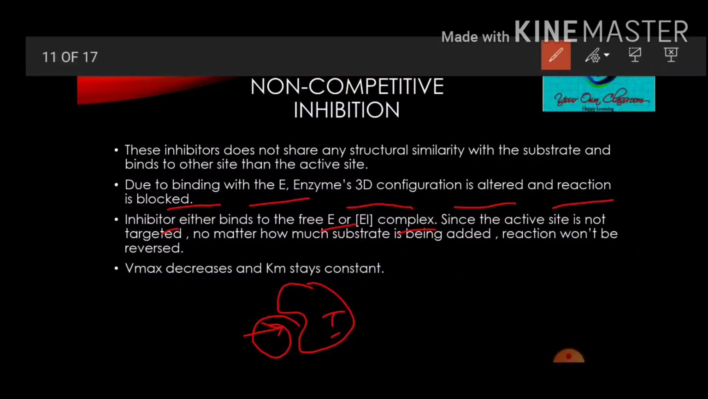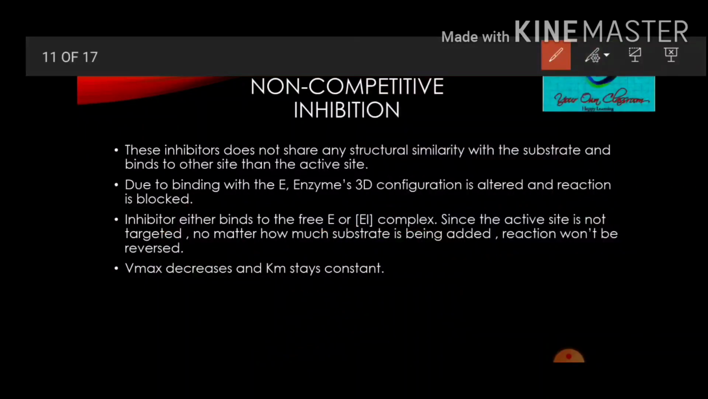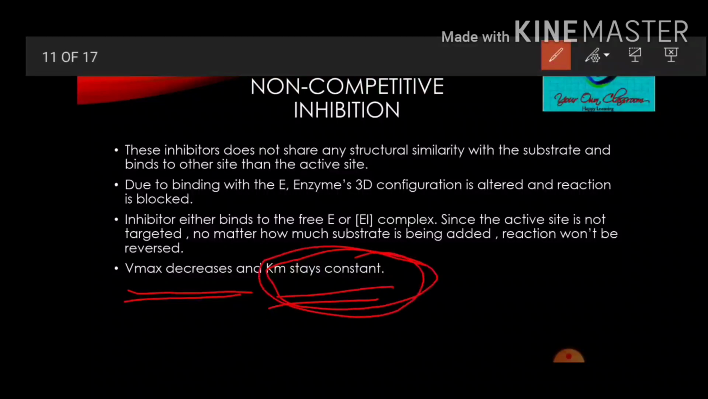Since the active site is not targeted, no matter how much substrate you provide, the reaction won't get reversed. Once the inhibitor has bound to some other site of the enzyme, no matter how much substrate you are providing, the reaction won't get reversed. And in this case, since the reaction is not getting reversed, Vmax would decrease, meaning we cannot achieve the same maximum velocity. So Vmax would decrease while Km stays constant, as the affinity between the substrate and enzyme is not affected.